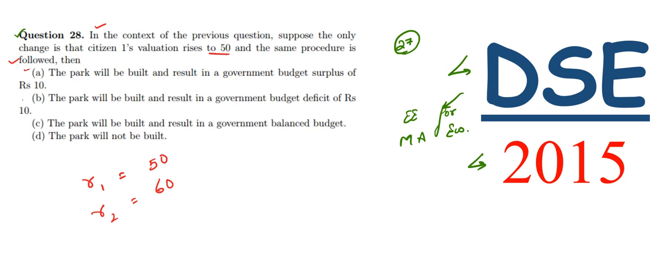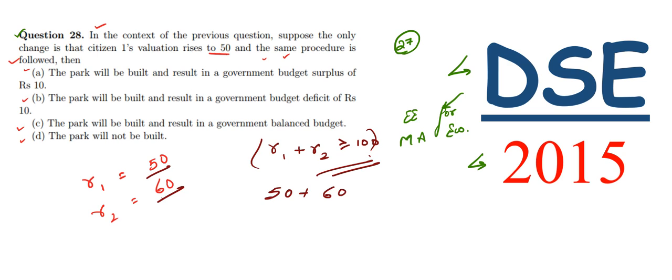Here we need to find whether the park is built or not, and how the government's budget is changed. The condition for building the park is that if R1 plus R2 is greater than or equal to 100, then only the park will be made. This is the condition put by the government. Here R1 is 50, R2 is 60, so the sum will be 110, which is obviously greater than 100. Therefore the park will be made, hence option D is eliminated.